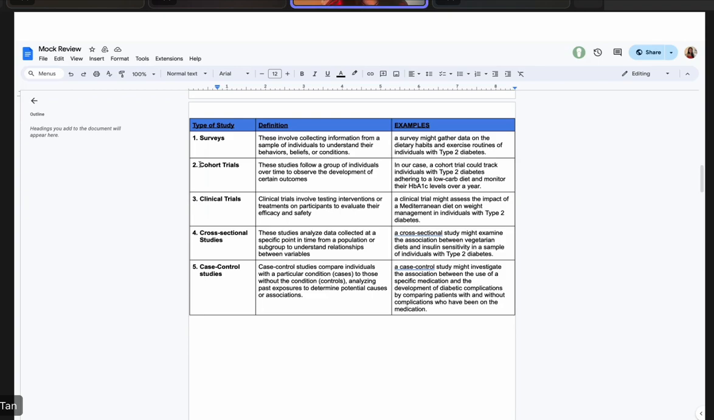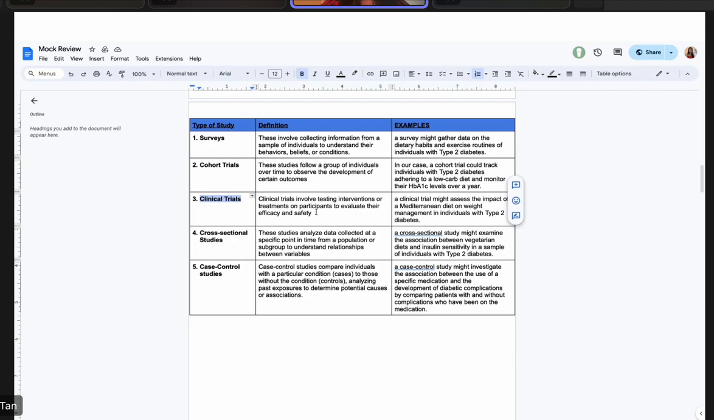And now cohort trials. These studies follow a group of individuals over time to observe the development of certain outcomes. For example, a cohort trial could track individuals with type 2 diabetes adhering to a low-carb diet and monitor their HbA1c levels over a year. So pretty straightforward. If you give them a certain type of diet, how do they respond over time? So that's your cohort trials, because it's a cohort of people, a group of people that you're following.